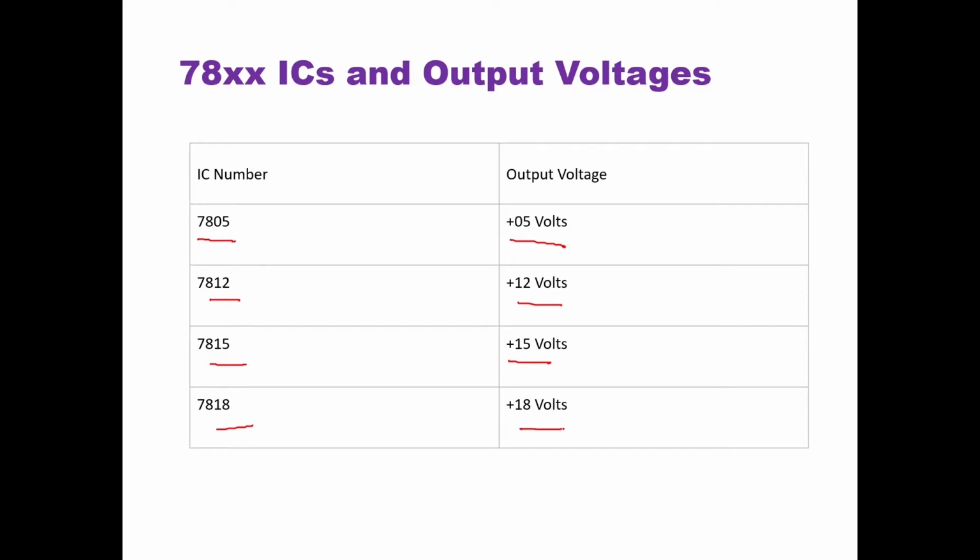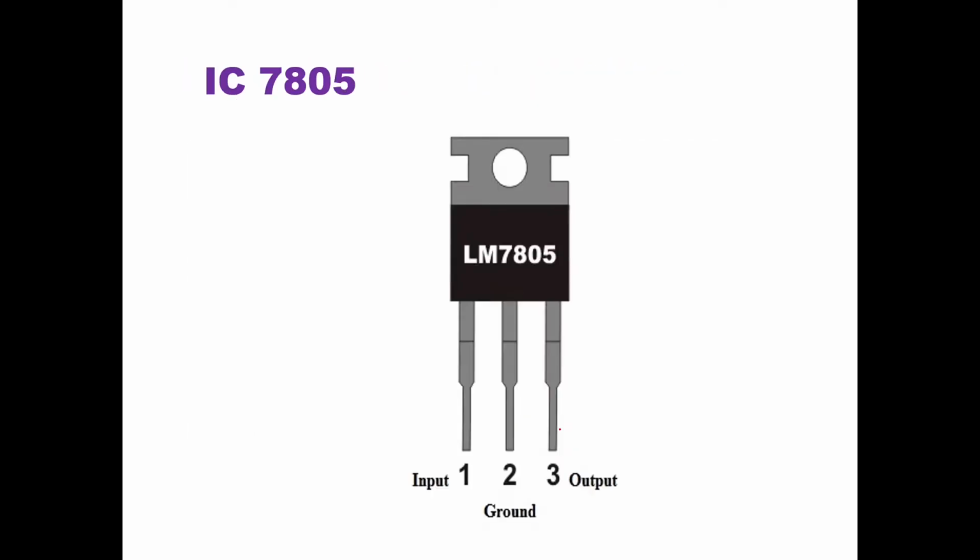So the last two numbers define what the output voltage will be, and the first two, that is 78, tell that it is a positive output voltage. Now let's see practically what is a 78 series IC.